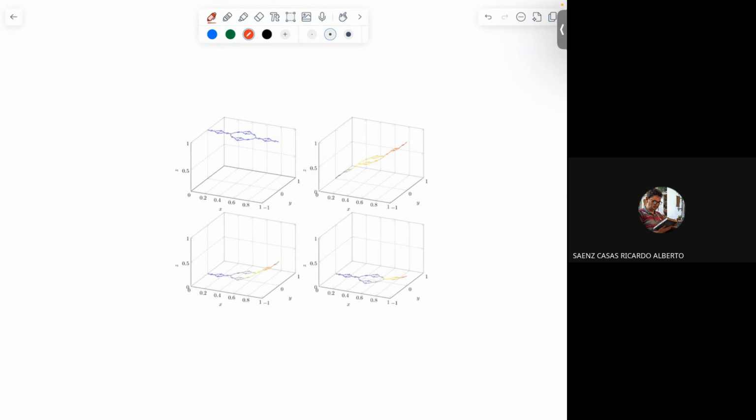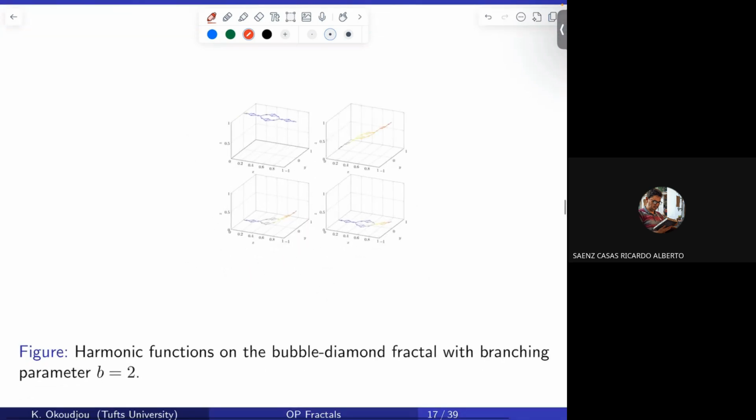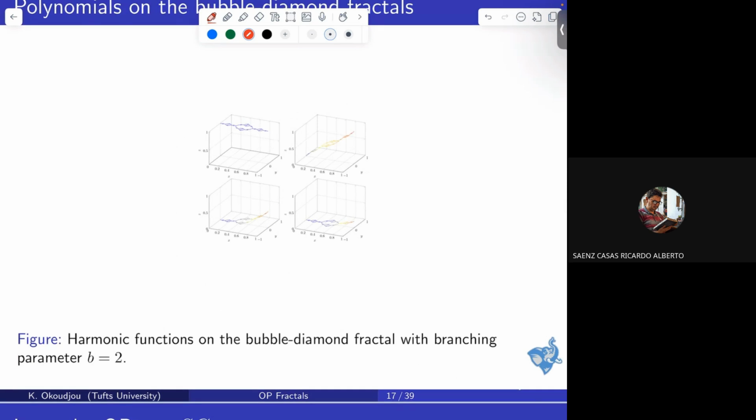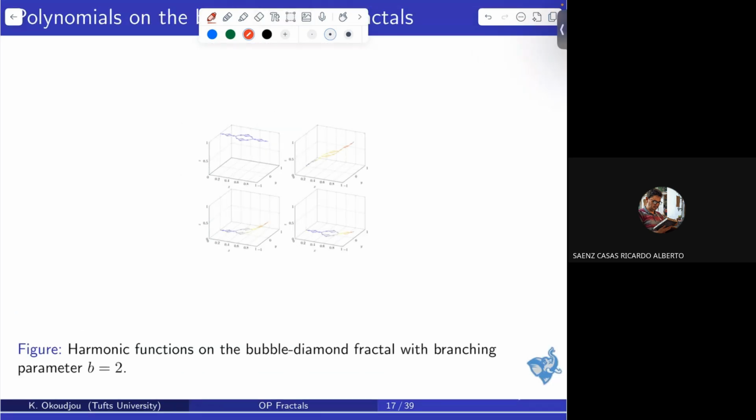So if you were to do this, you'll just get the Legendre polynomial again. But when b is equal to 2 or higher, you get things that are different. So I'm showing here a harmonic function on this set. The bottom line is that what I'm talking about is valid for a large class of fractals, not just the Sierpinski gasket. But for the remainder of the talk, I'll stick to the Sierpinski gasket.